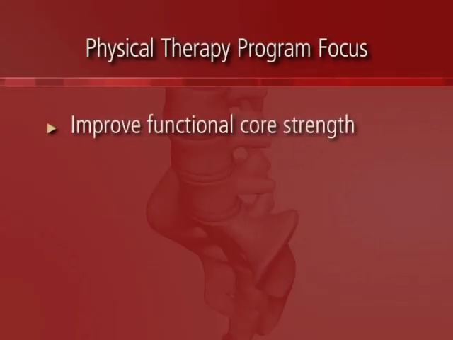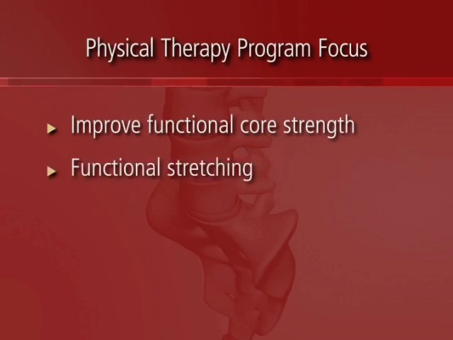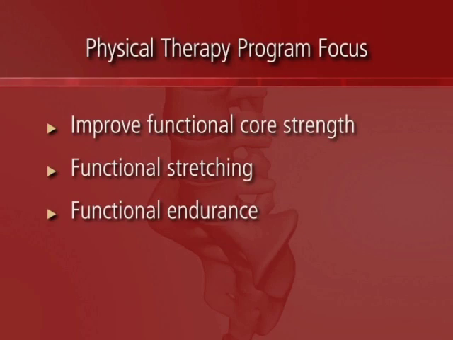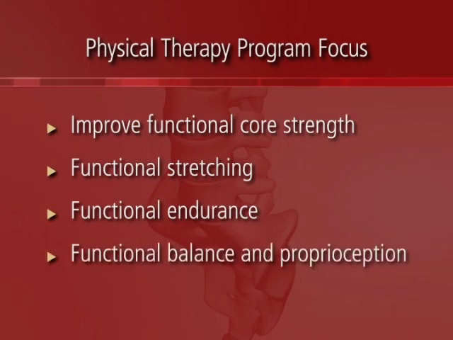Individual, comprehensive, progressive physical therapy programs focus on four areas. The first is to improve functional core strength. This provides you a firm base so your limbs can generate force and motion. The second is functional stretching. This is to regain or improve the range of motion and flexibility of the muscles in your back in all directions. The third is functional endurance. This is to improve your muscular endurance and your ability to maintain correct postural alignment. And finally, the last area is functional balance and proprioception. This proprioception means improving your ability to maintain balance in all planes.